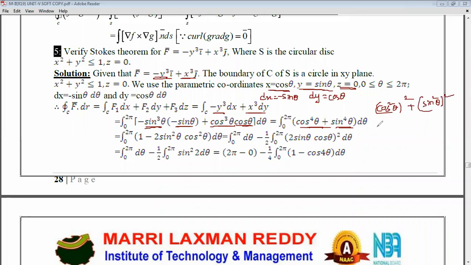So this is in the form of a square plus b square. That is nothing but a plus b whole square, which we wrote. So cos square theta plus sin square theta whole square minus 2ab, so minus 2 cos square theta into sin square theta. This is nothing but 1. So for that here we wrote 1 and minus 2 sin square theta cos square theta.